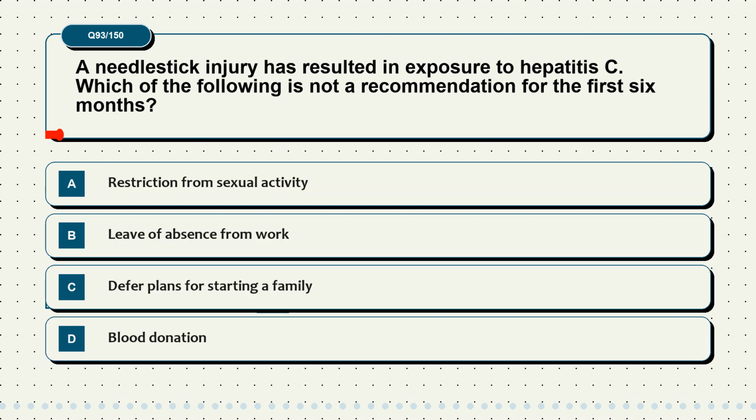Question 93. A needle stick injury has resulted in exposure to hepatitis C. Which of the following is not a recommendation for the first 6 months? Here are the options. Option A. Restriction from sexual activity. Option B. Leave of absence from work. Option C. Defer plans for starting a family. Option D. Blood donation.